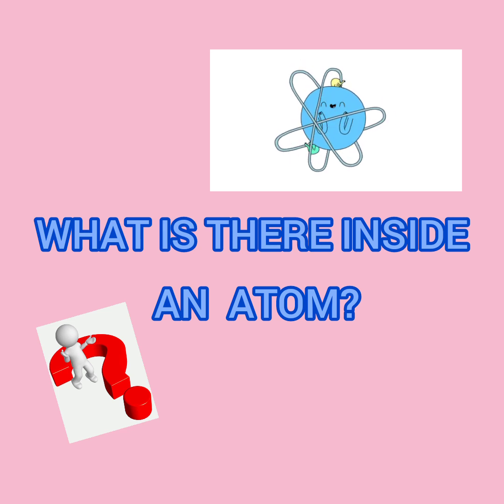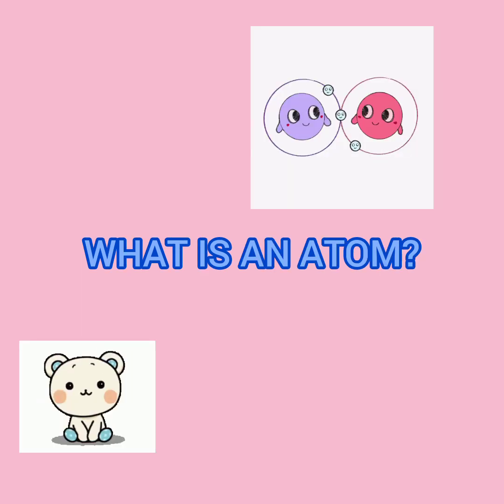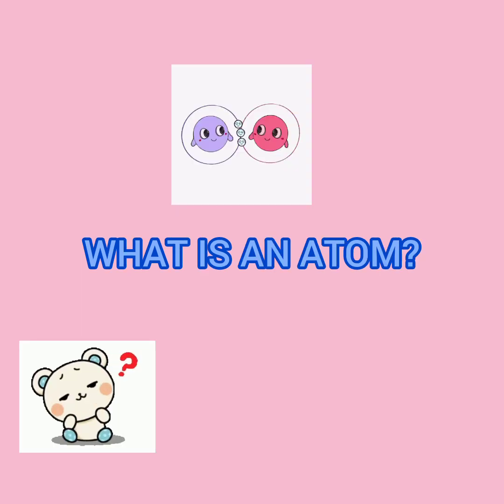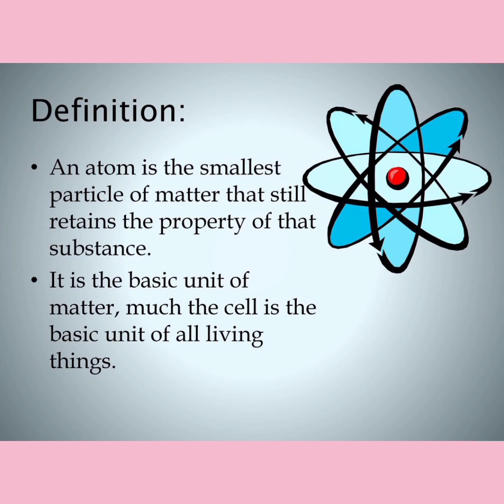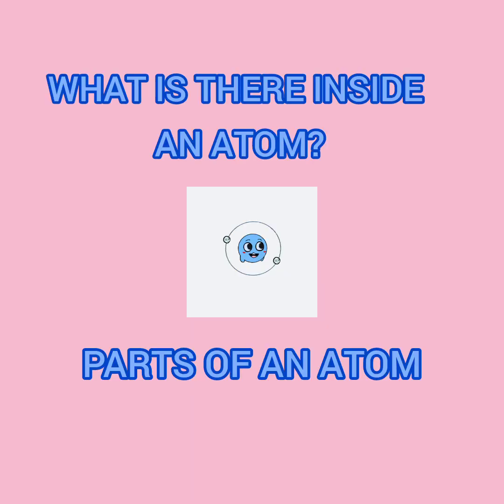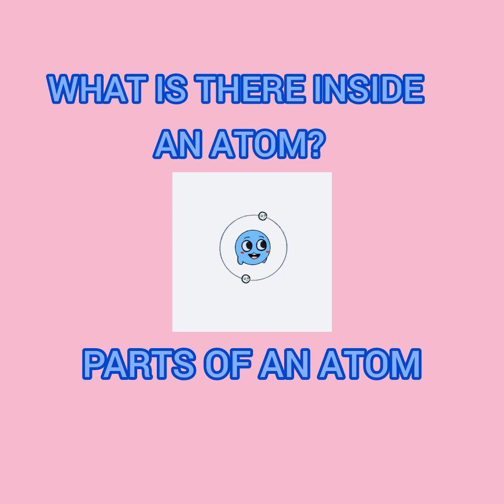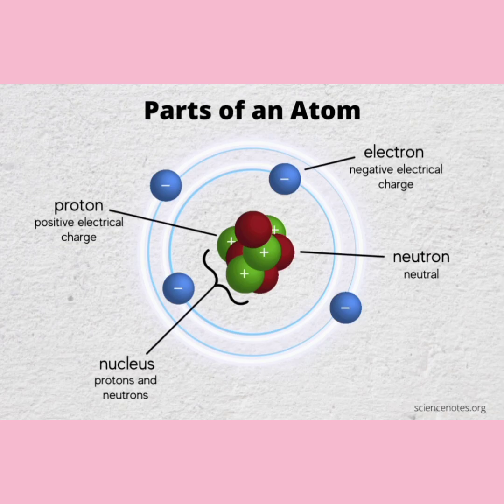Before going into the topic, we will recall what an atom is. We know the definition: it is the smallest particle, and all matter is made up of atoms. So it is called the basic unit of matter, right? So what is there inside an atom, which we call the parts of an atom? As we said, atoms are the smallest particles, and even inside this smallest particle we have something.